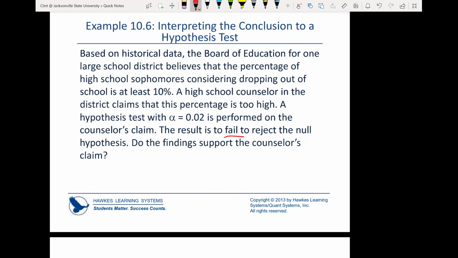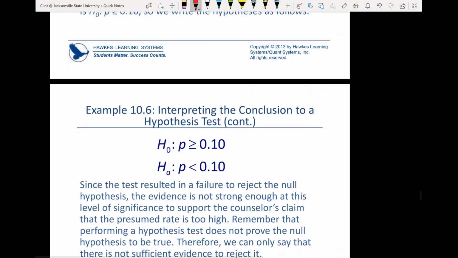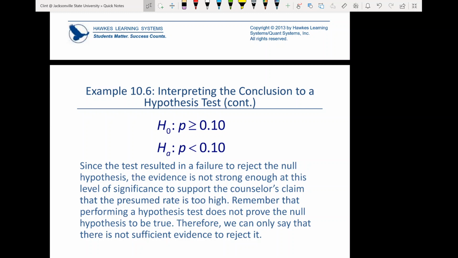So we're failing to reject the null hypothesis here. So if we think about our hypotheses, it says the high school counselor in the district claims that this percentage is too high, thinks 10% is too high. So his claim, our alternative hypothesis, is that our proportion is less than 10%. If we look at those hypotheses, right, the bottom one, HA, less than 10%, that is the counselor's claim here. So in this case, it told us the result of our hypothesis test was that the null hypothesis was not rejected.